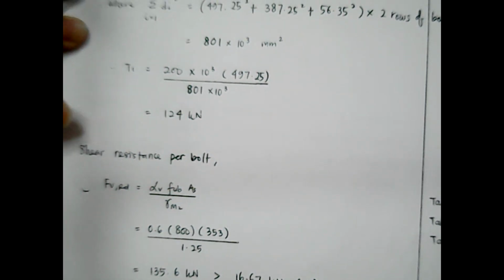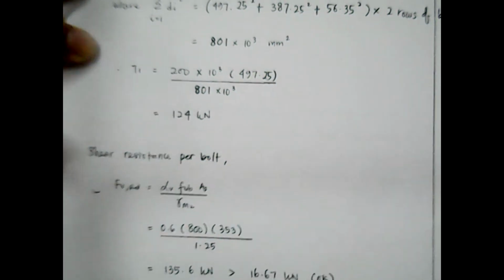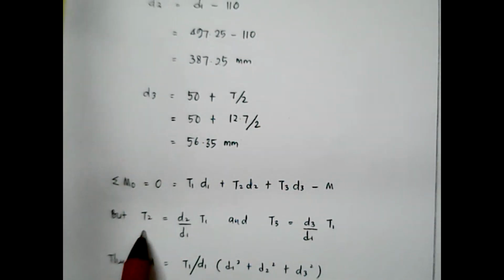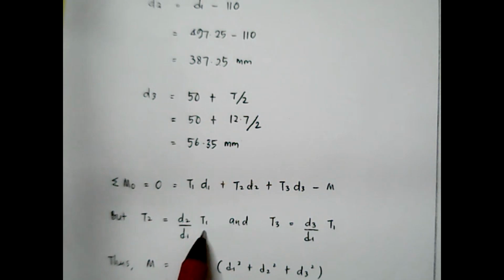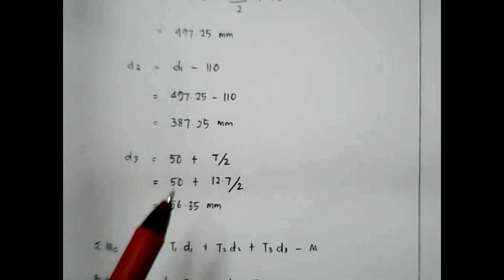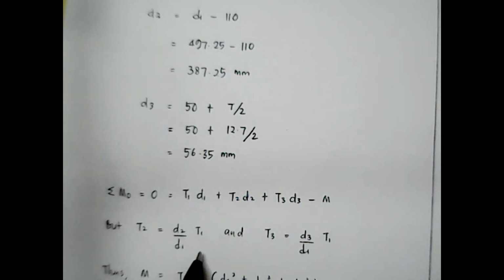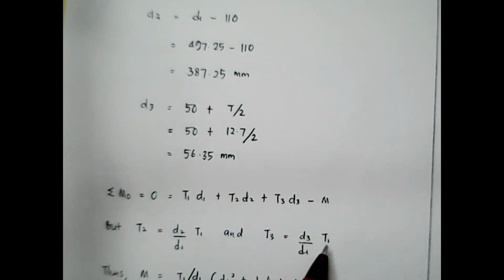So once you get your T1 equivalent to 124 kilonewton, then you can find T2 and T3. Earlier we defined that T2 is equivalent to D2 over D1 times T1. So you just insert D2, which is 387.25, over D1, which is 497.25, times T1, which is 124, and you will get T2. Similarly for T3, just insert the distances D3 and D1 times 124, which is T1, and you will get the tension for T3.